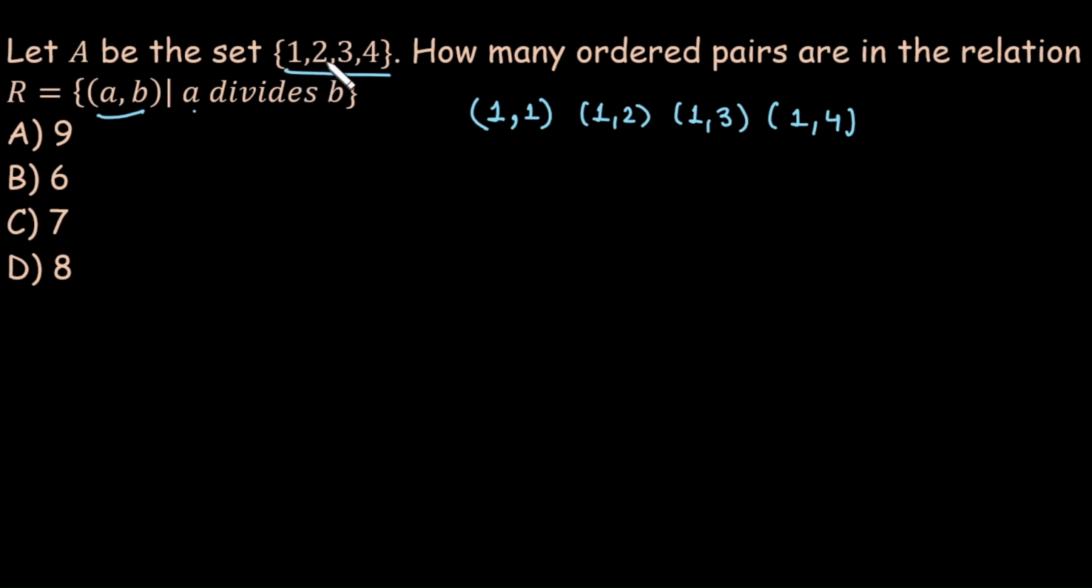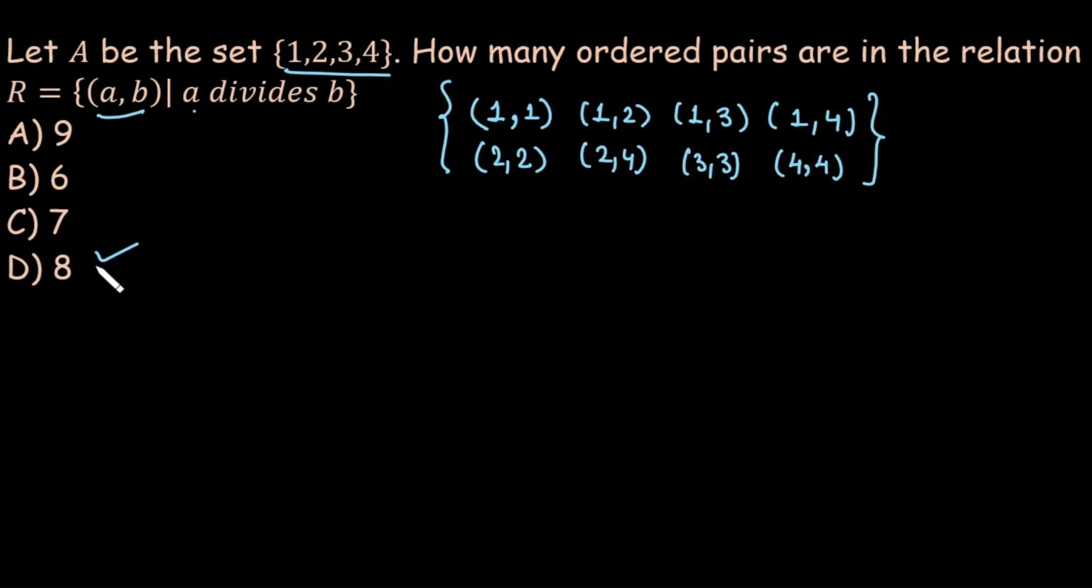Now think for the 2. 2 divides 1? No. 2 divides 2? Yes. 2 divides 3? No. 2 divides 4? Yes. For 3, 3 divides 1? No. 3 divides 2? No. 3 divides 3? Yes. And the last ordered pair we have is 4 divides 4. So total ordered pairs in this case we are getting is 8.